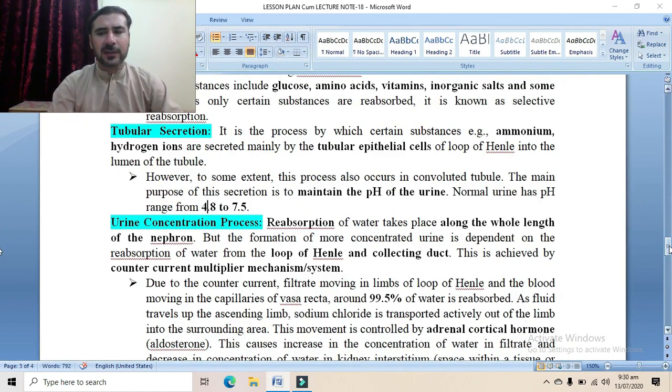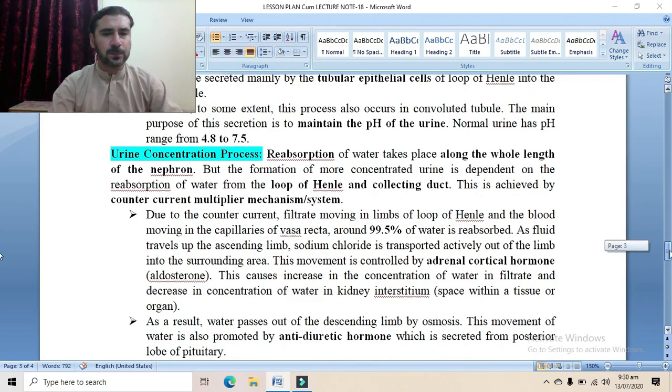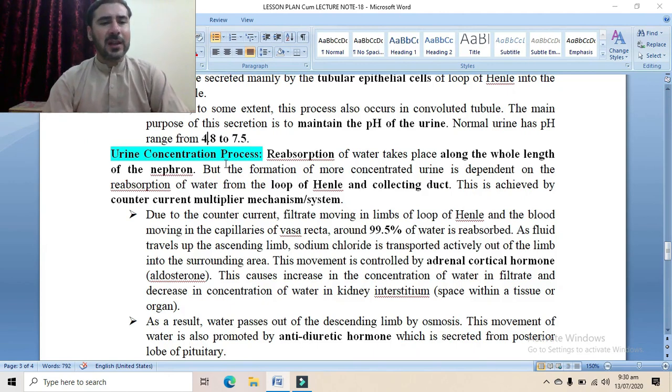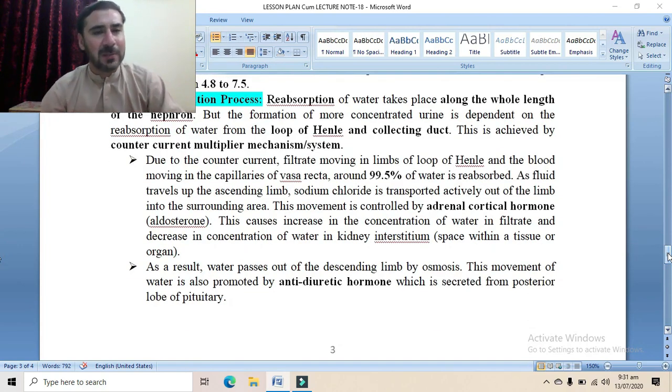Now the urine concentration process. Reabsorption of water takes place along the whole length of the nephron. Yes, we have discussed. But the formation of more concentrated urine is dependent on the reabsorption of water from the loop of Henle and collecting ducts. This is achieved through a process which is known as the counter-current multiplier mechanism or counter-current multiplier system. Now first understand the terminology, then you will better understand the concept.